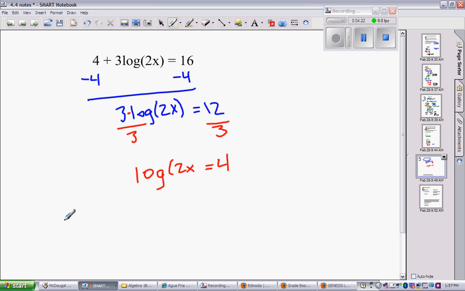So we're going to change it to exponential form. And there is no base written, so we know it's base 10. So 10 to the 4th equals 2x. We're going to take 10 to the 4th and divide it by 2. And that goes down to 5,000 equals x.